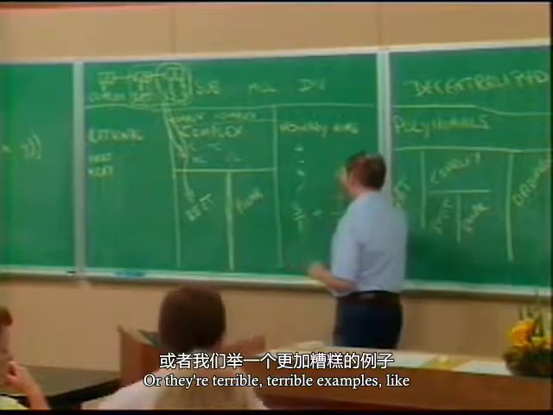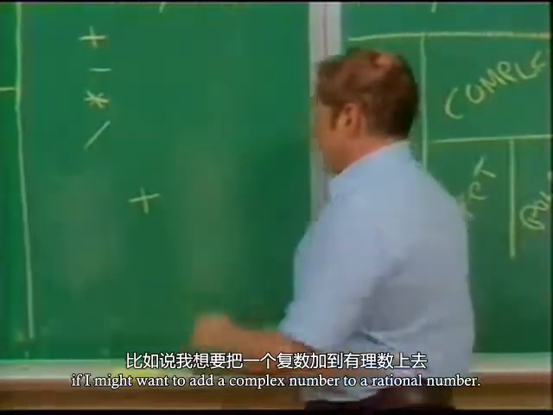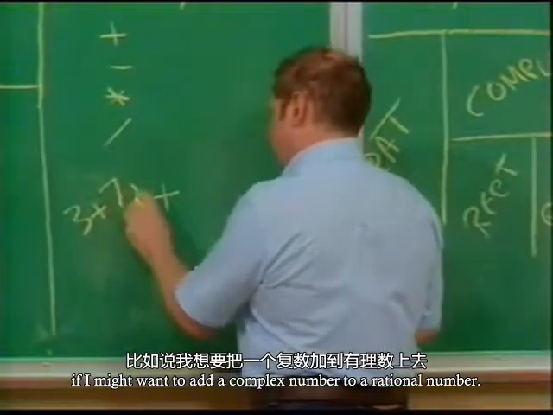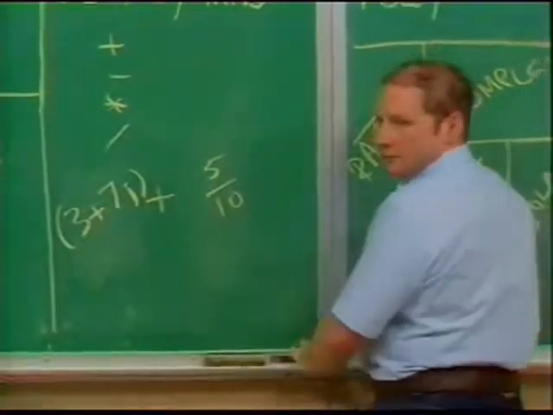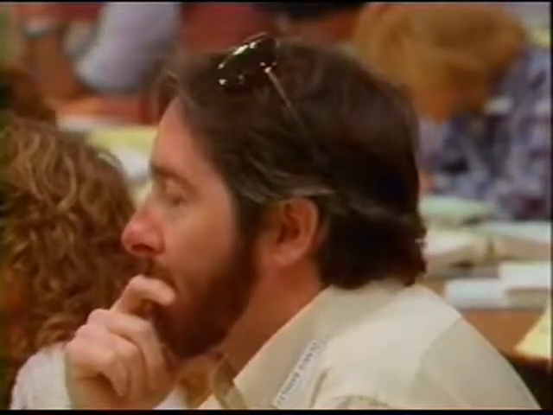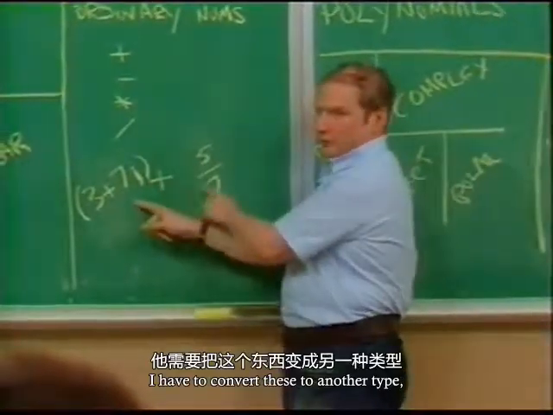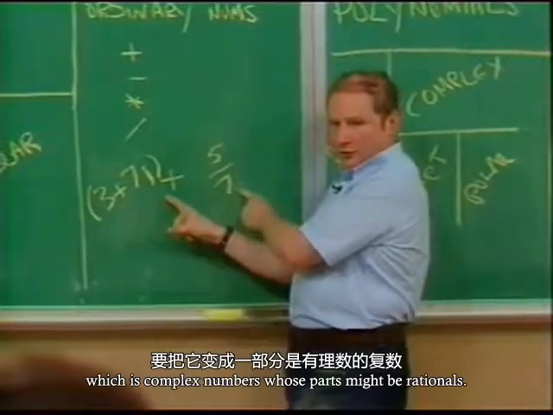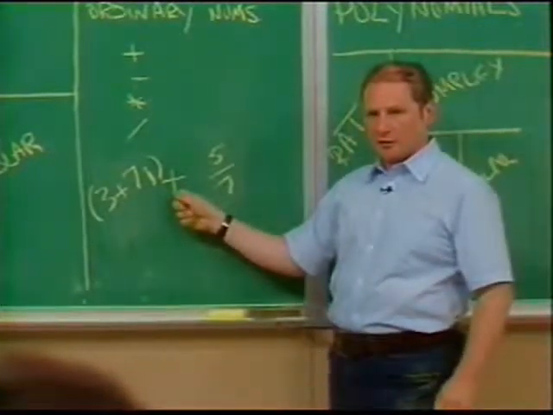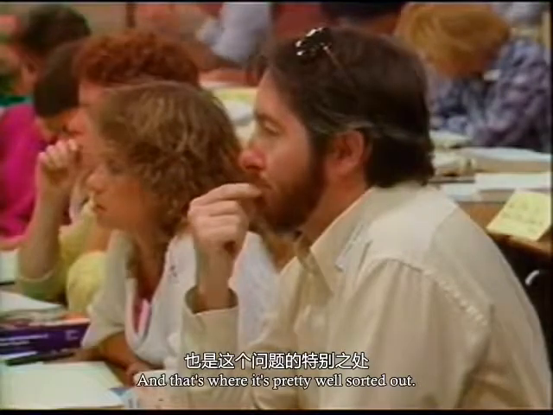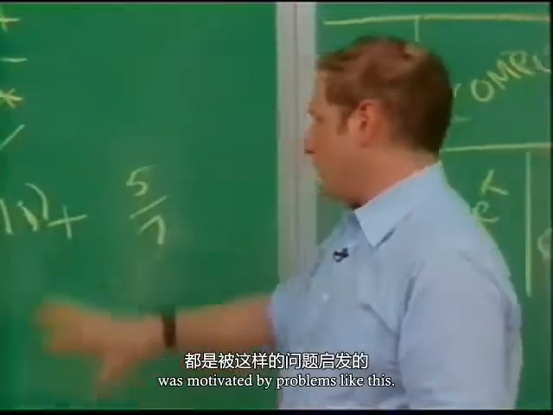Or they're terrible, terrible examples, like, if I might want to add a complex number to a rational number, bad example, 5/7, then somebody's got to know that I have to convert these to another type, which is complex numbers whose parts might be rationals. And who worries about that? Does complex worry about that? Does rational worry about that? Does plus worry about that? That's where the real complexity comes in, and that's where it's pretty well sorted out. And in fact, all of this message passing stuff was motivated by problems like this.